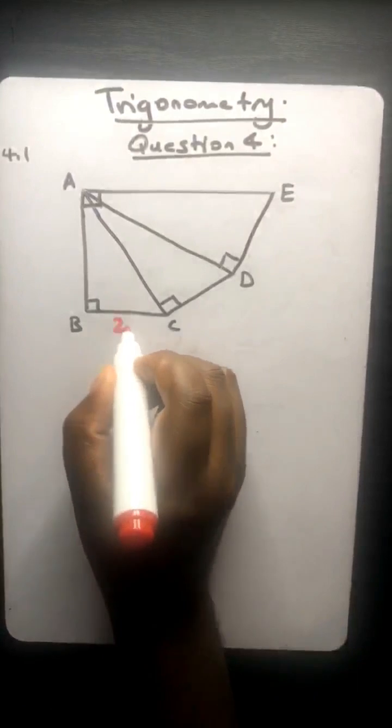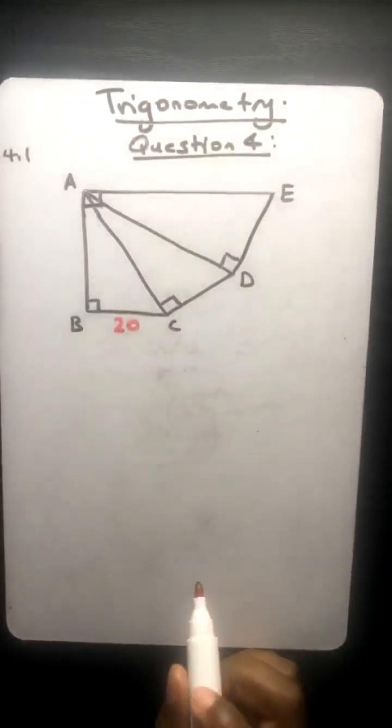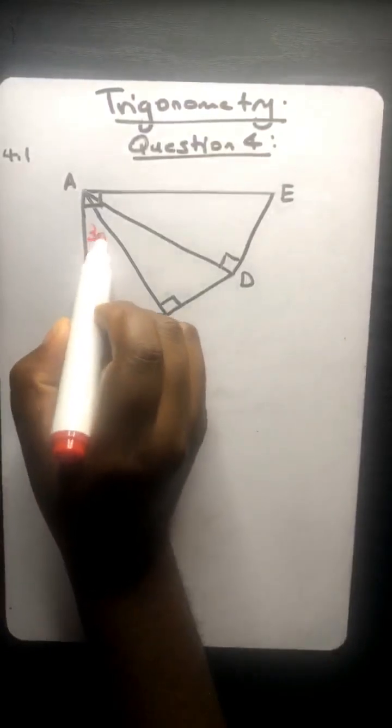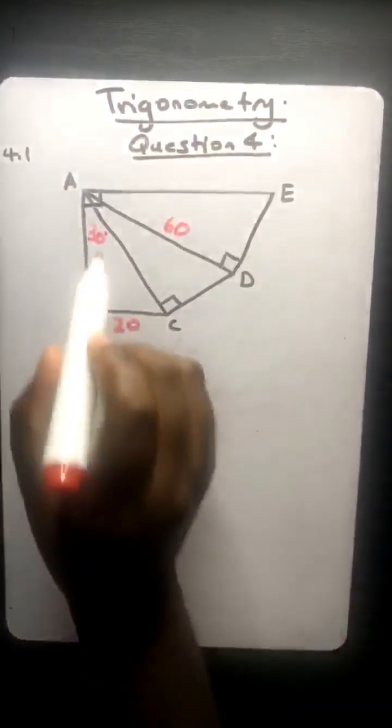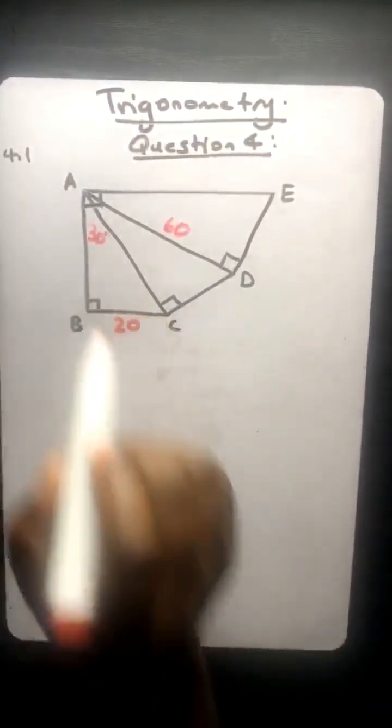Most importantly, let me complete that to say this is 20. We know 20 is the length between B and C. Then we have 30 there, and 60 there. Notice how I write that 30 is 30 degrees because it's an angle.